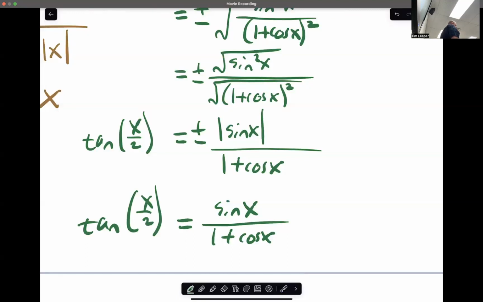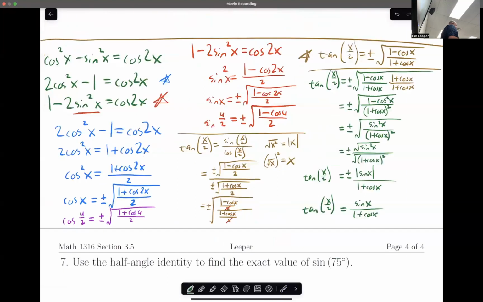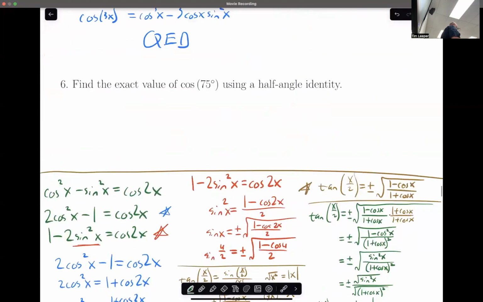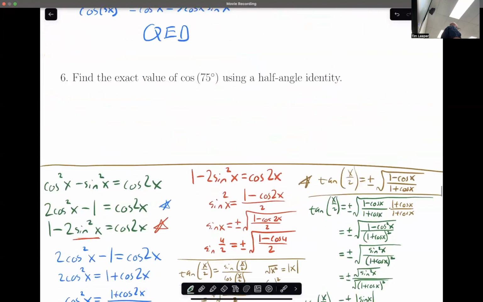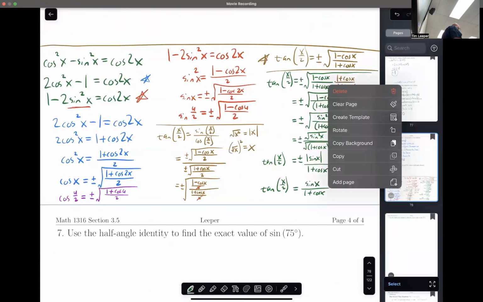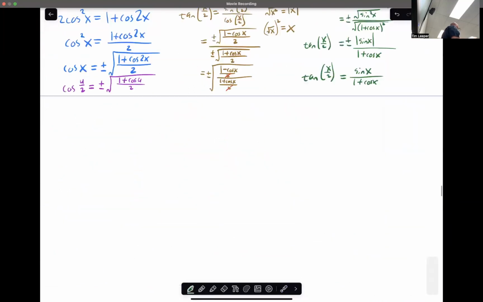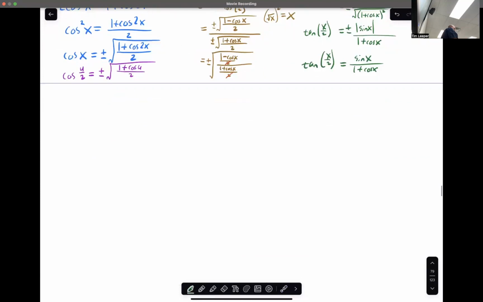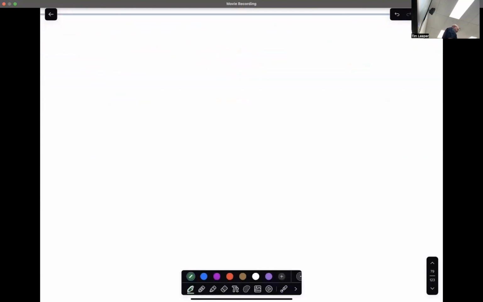That's the tangent of x over 2 equals sine of x over 1 plus cosine of x. Apparently, I didn't have enough room. I have one more I need to prove here. Just add a page there. Okay, so we're going to go ahead and begin where we just ended.